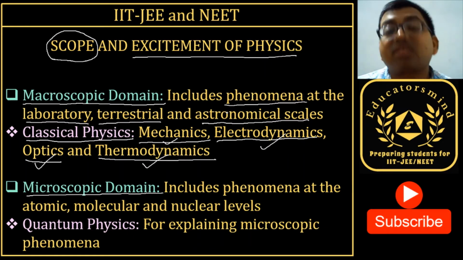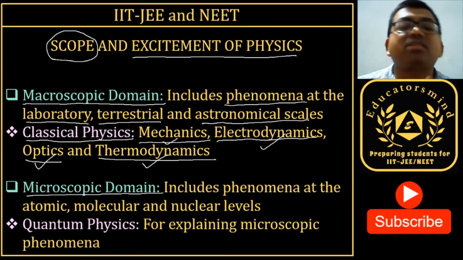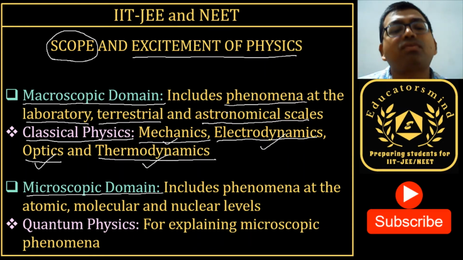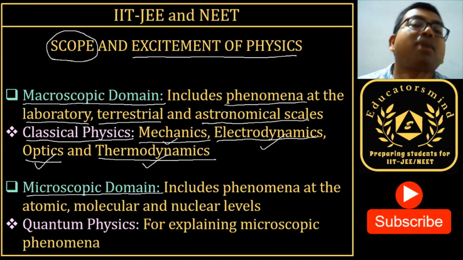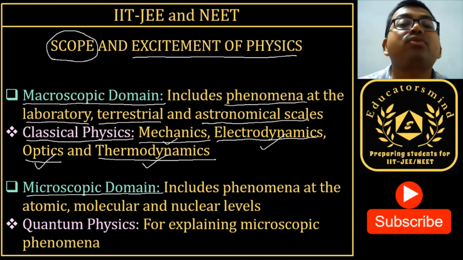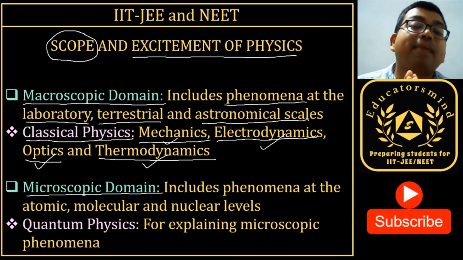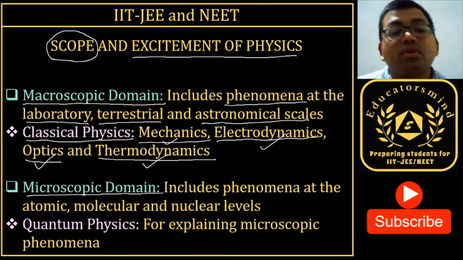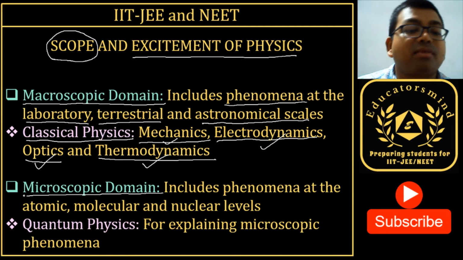The Carnot cycle, the Carnot engine, so many things, all these are part of classical physics, which comes under the category of the macroscopic domain. So you study the bigger picture about the world, the phenomena that are happening in practical life. Then the second picture is microscopic.